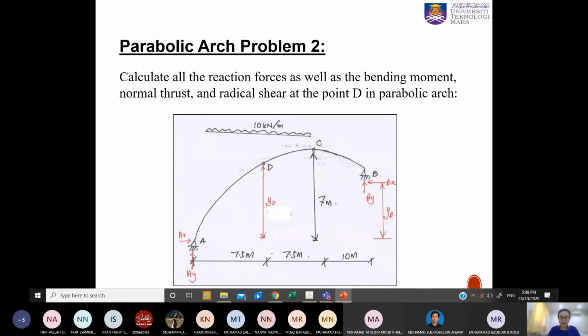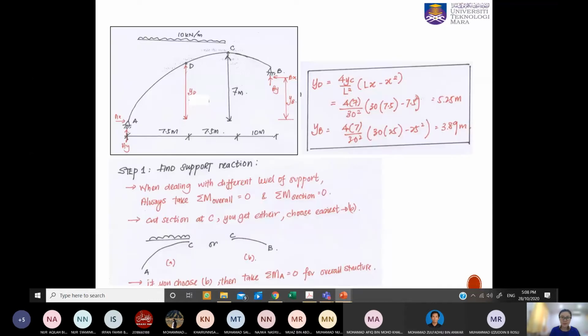Thank you. Okay, so now I have this parabolic arch. You can see that the radius will not be used in this parabolic arch calculation. But we have equations to help us determine the height at different locations. For example, now I want to determine YB, the height at B, and the height at D. We will use the equations that I've shown earlier.